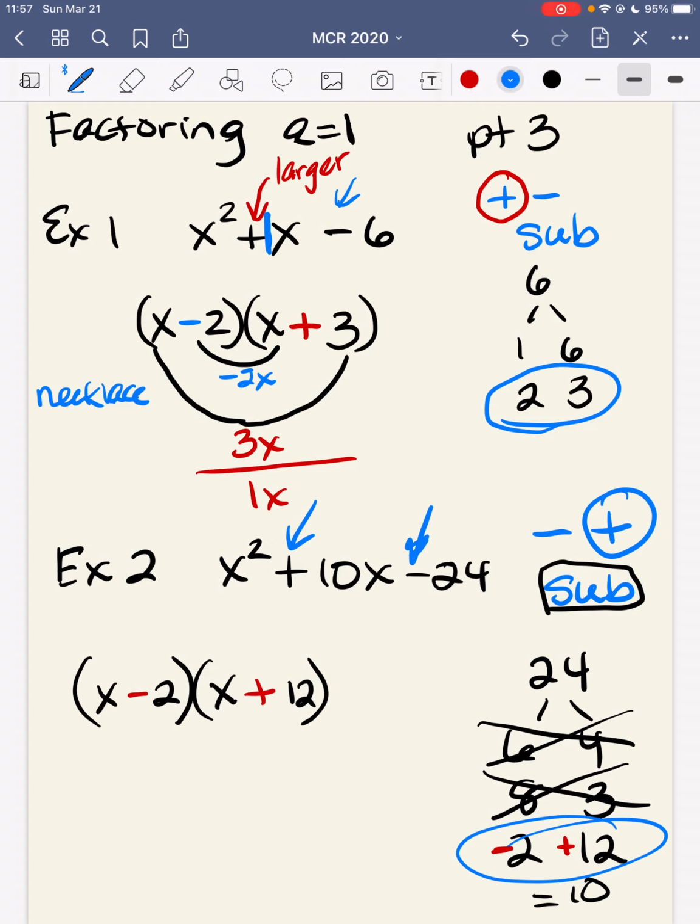And then I'm going to do a quick little necklace check. So my middle two terms, I have a negative 2x. My outer terms, I have a plus 12x. And when I subtract them, I do get 10x. I am good to go.